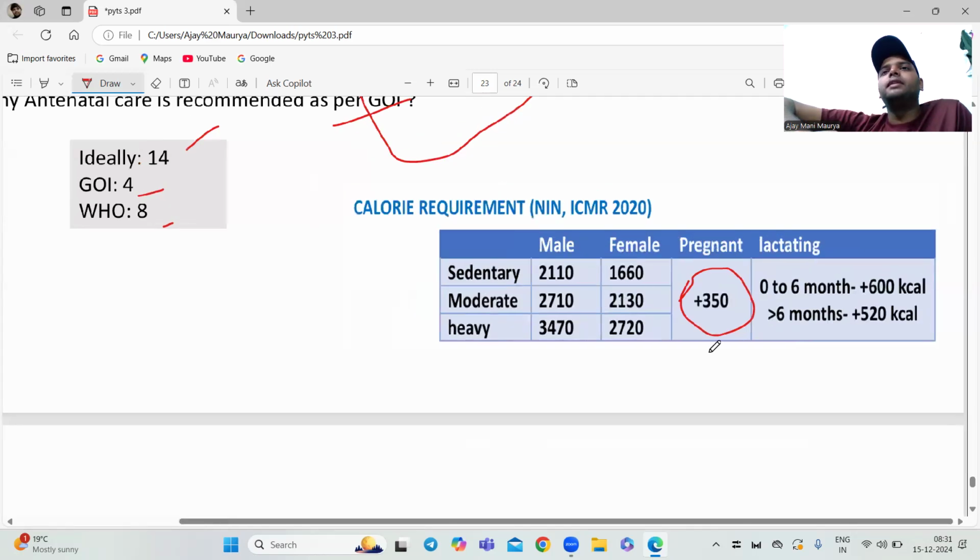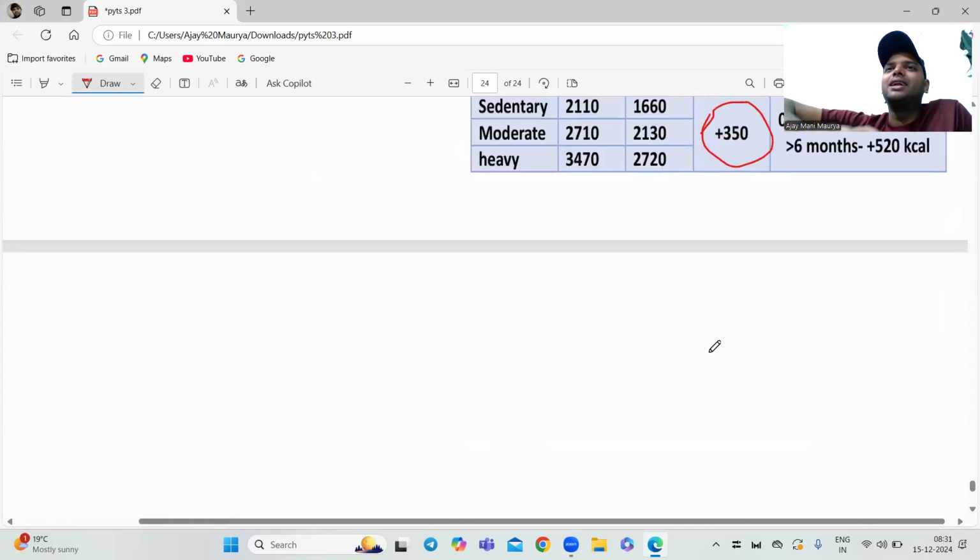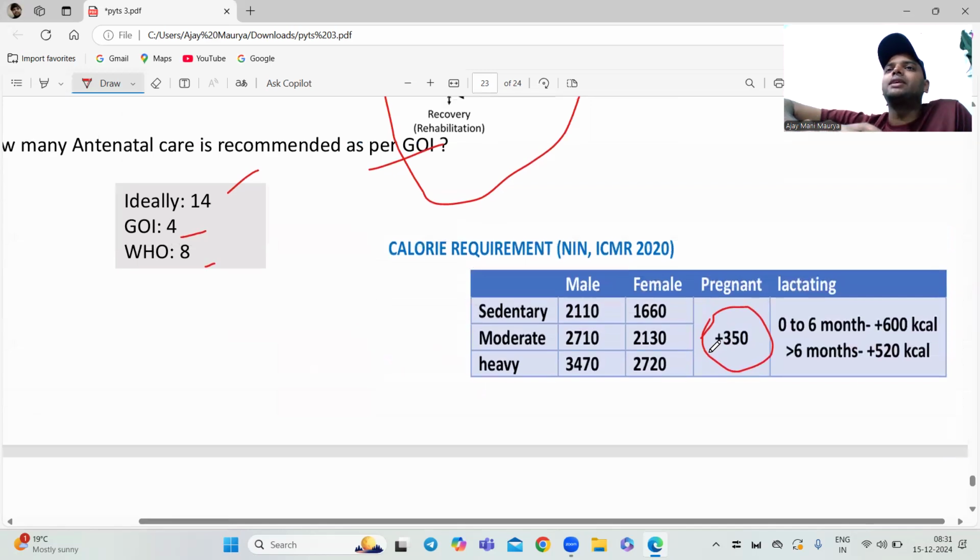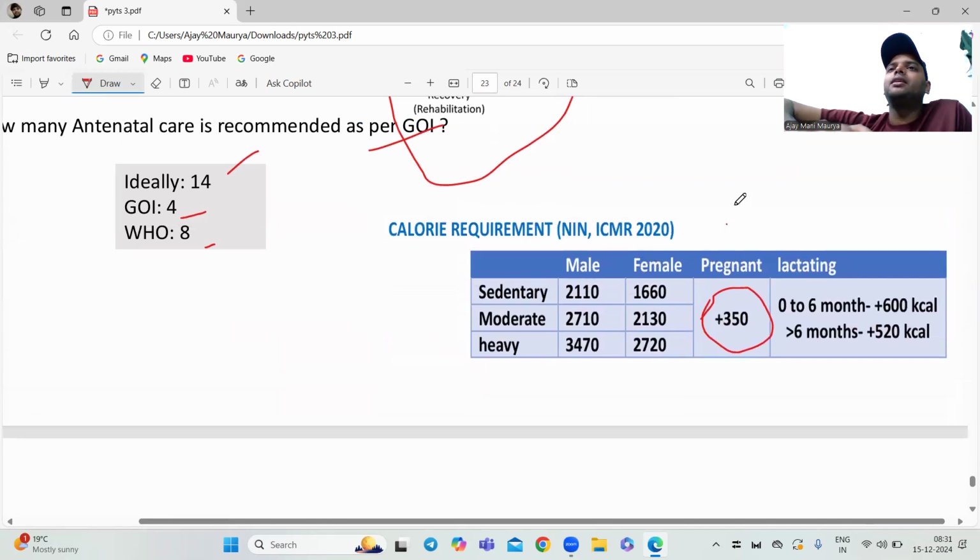Remember, how will they get these plus 350 calories? By eating extra meal. Okay, just double the meal.